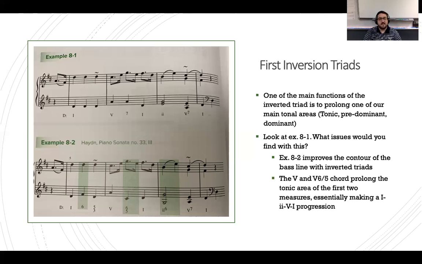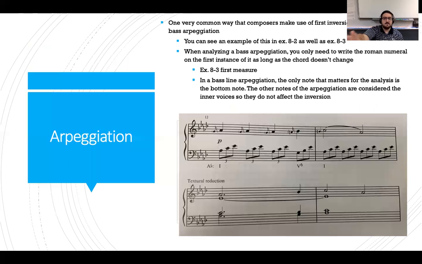It's not as strong if you compare it to this last much stronger, more final sounding 5, 7 to 1. So by making that 5 and the 5, 6, 5 chord essentially prolonging the tonic area, we make just a big 1, 2, 5, 1 progression, which is what we see all the time in music. So that's one of the main functions there of first inversion triads, prolonged areas of that.